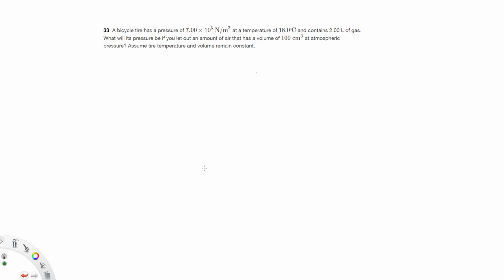Okay, a bicycle tire has some pressure, about 7 atmospheres at a given temperature, and contains 2 liters of gas. What will its pressure be if you let out 100 cubic centimeters of gas, or what would be 100 cubic centimeters at atmospheric pressure? We're going to use the ideal gas law.